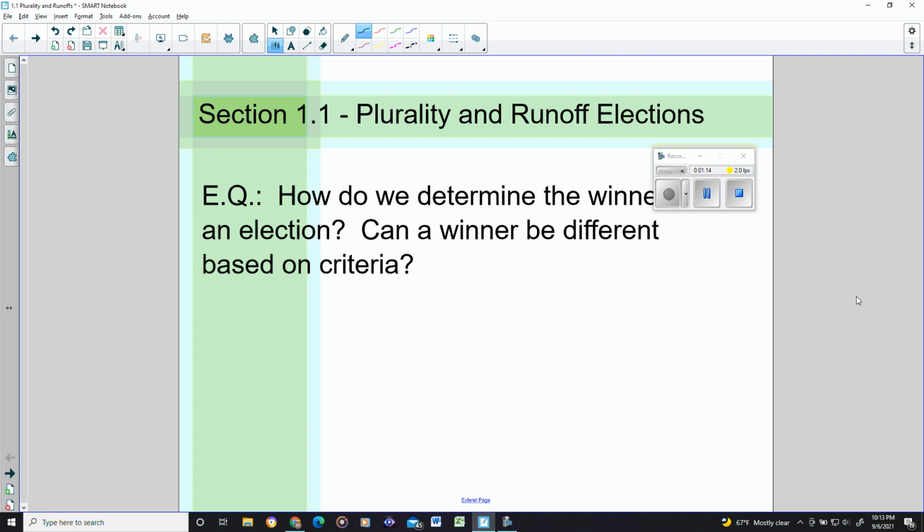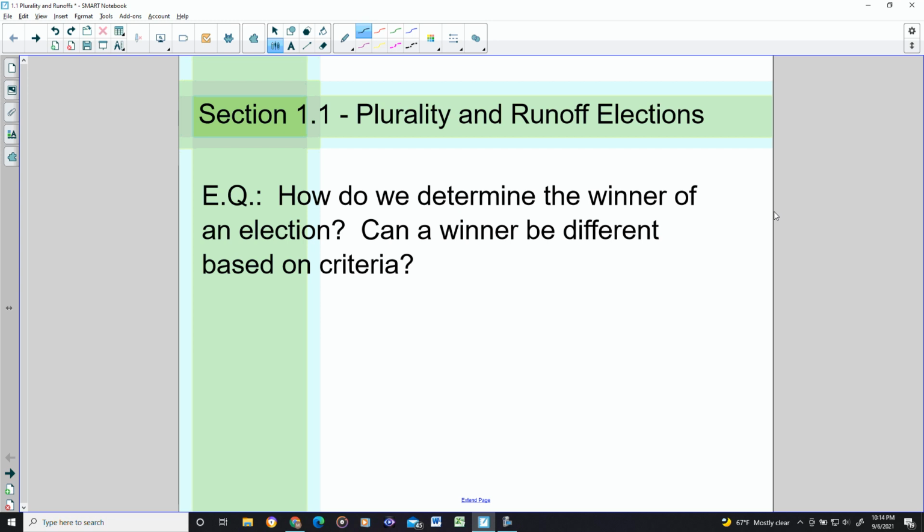Okay, our first section that we'll use here is on plurality and runoff elections. So this is just kind of an introductory lesson, very simple stuff, but a couple quick applications that we'll use of this. This is all based around the very first thing that we talk about in this class, and that is how do we determine the winner of an election.